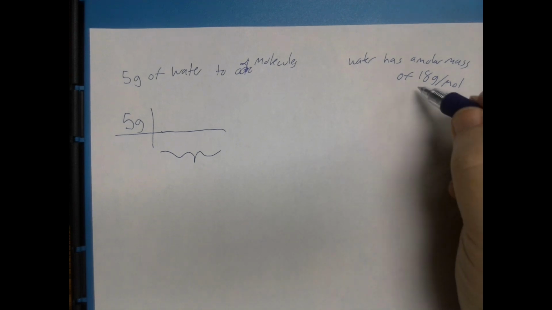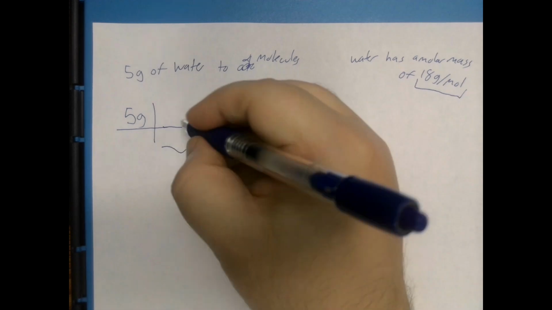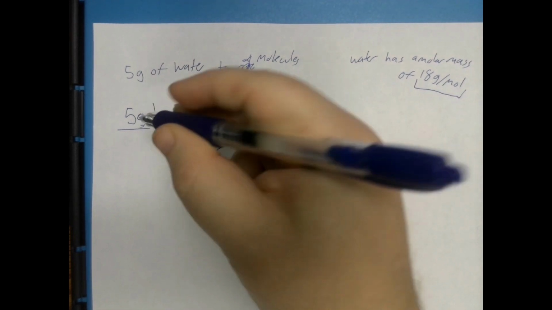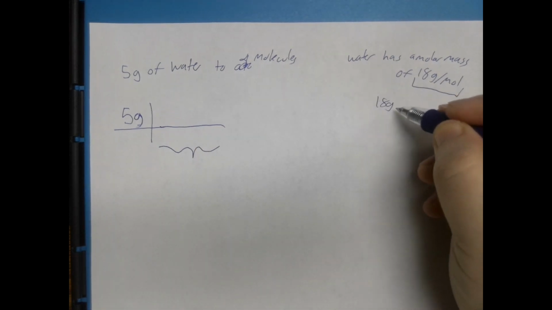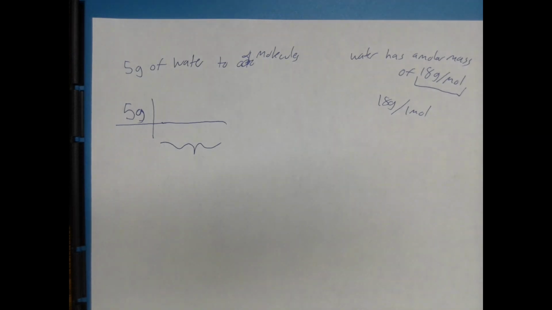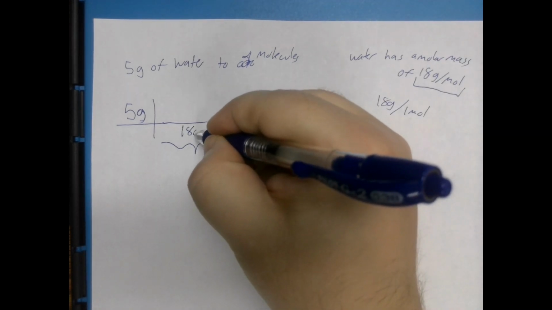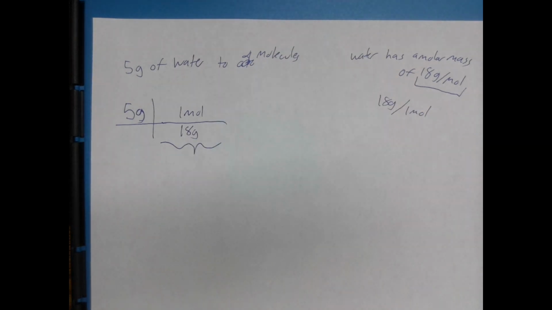And I know that here is a conversion factor, 18 grams to moles. So I would put in, because grams is here, I would need to put the 18, so this is 18 grams per 1 mole. So I know the 18 grams would have to go on bottom, and the 1 mole on top.